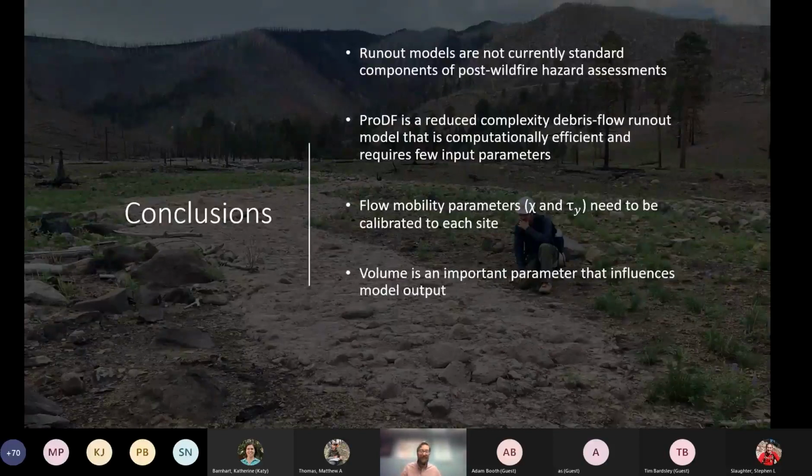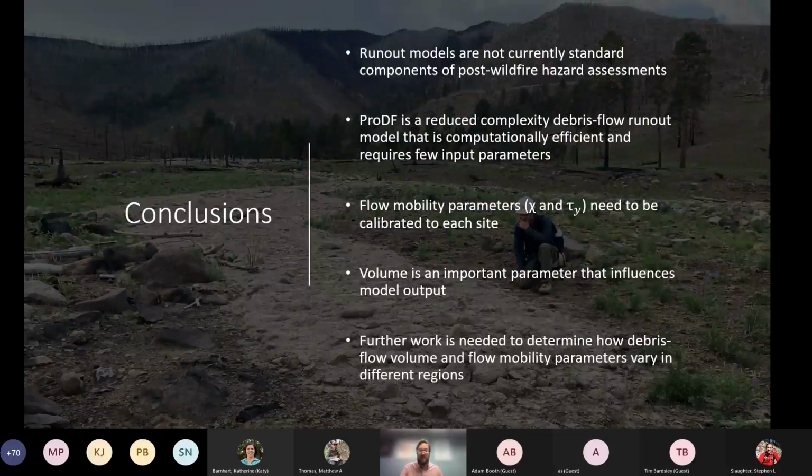And volume, once again, is an important input parameter that influences model output and needs to be better constrained outside of Southern California. And so, like I said, further work needs to be done to determine how the volume and flow mobility parameters vary from region to region.